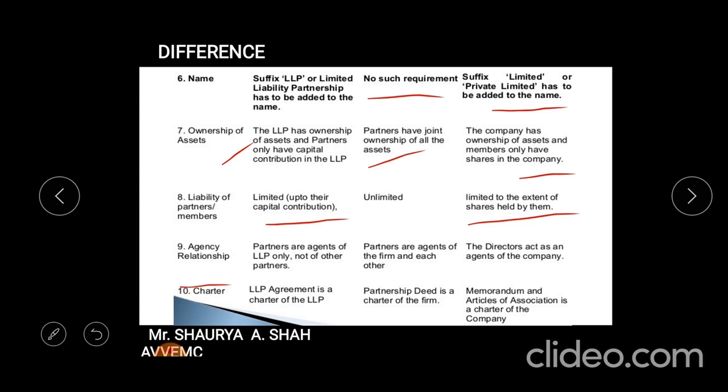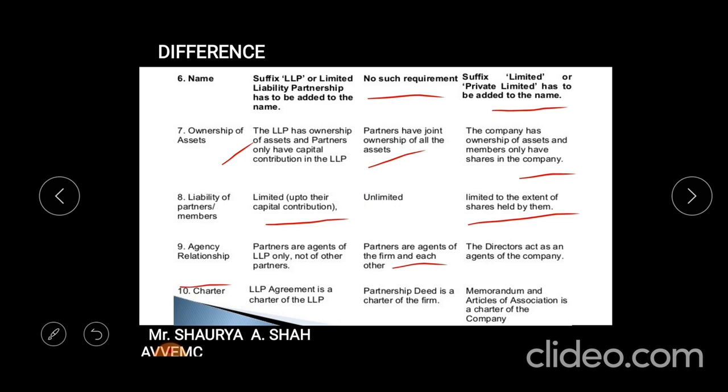Suppose I am a partner today in a LLP. I know only my principal agent, that is LLP, not other partners. Here partners are the agents of firm and each other also. So they have to look out for the firm also. They have to look for the other partners' work also. Here the directors act as an agent of the company, right? So directors have to continuously work as the agent of the company.